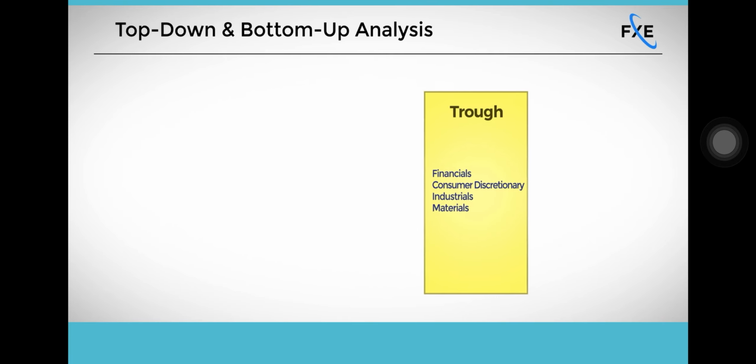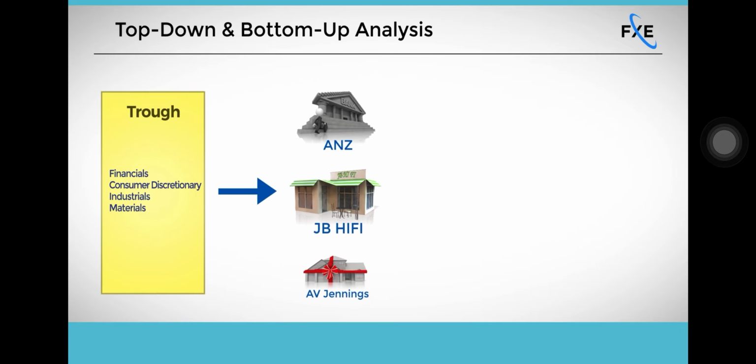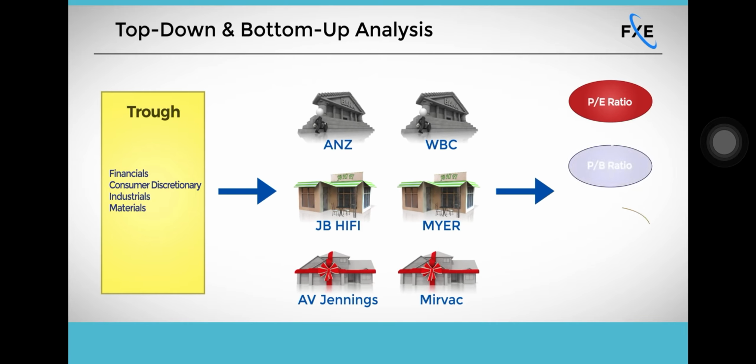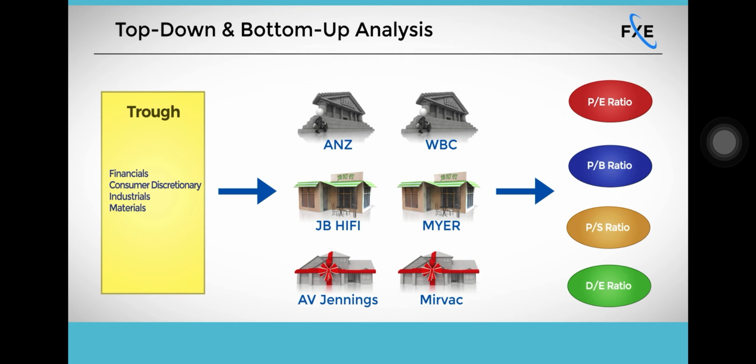The final stage is company-specific analysis. This stage of the top-down analysis approach is identifying opportunities in specific companies. An investor now understands which sectors are expected to perform well in the current climate and can narrow the search for individual shares that belong to these sectors.